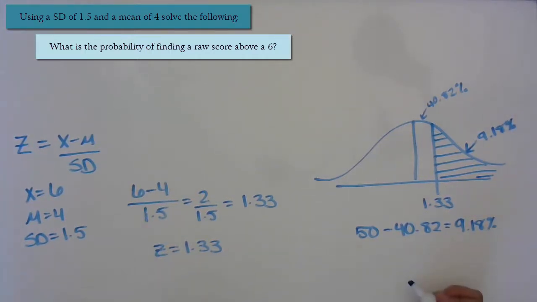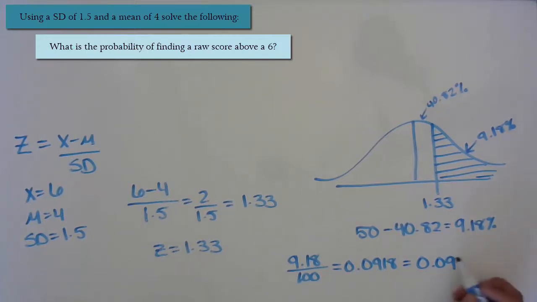Okay, so now that we have the percentage, now we just take the percentage and divide it by 100. So we have 9.18% divided by 100, and that is going to give us 0.0918, and then we are going to round. That is going to give us 0.09. Okay, so our probability is 0.09.